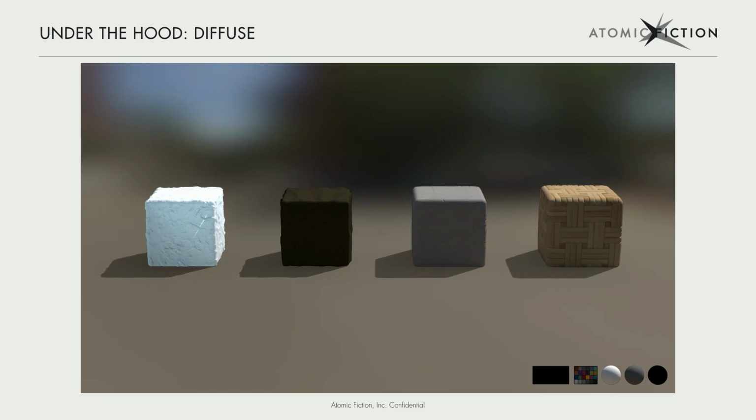So this is the diffuse pass. And you can see that the diffuse on the gold foil is significantly reduced. And this is all using a single shader.